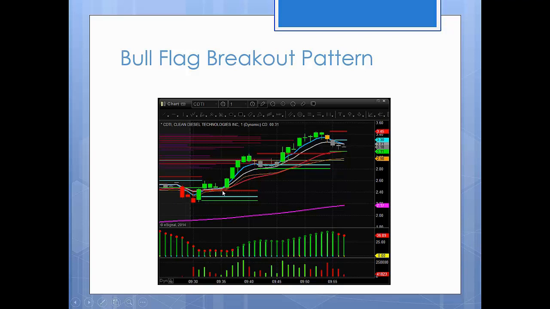So some of these aren't going to break out. They're just going to come and test it and then make a new low. But this is a pattern that works really well. But what time of day does it work best at? 9:30 to 10:30 in the morning, sometimes until 11:30 or noontime if the stock is strong.